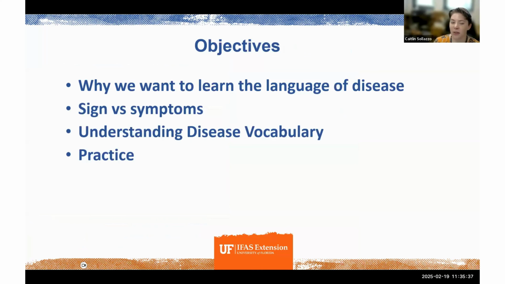Okay. So the objectives today, we really want to learn why it's important for us to understand the basic vocabulary. We're going to go into signs and symptoms, which is a really common term that you learn when you're first learning about diseases. And then we'll also understand a lot of vocabulary terms, so it's a big vocab quiz today. We'll have a little bit of practice throughout, and then at the end we have some practice again.